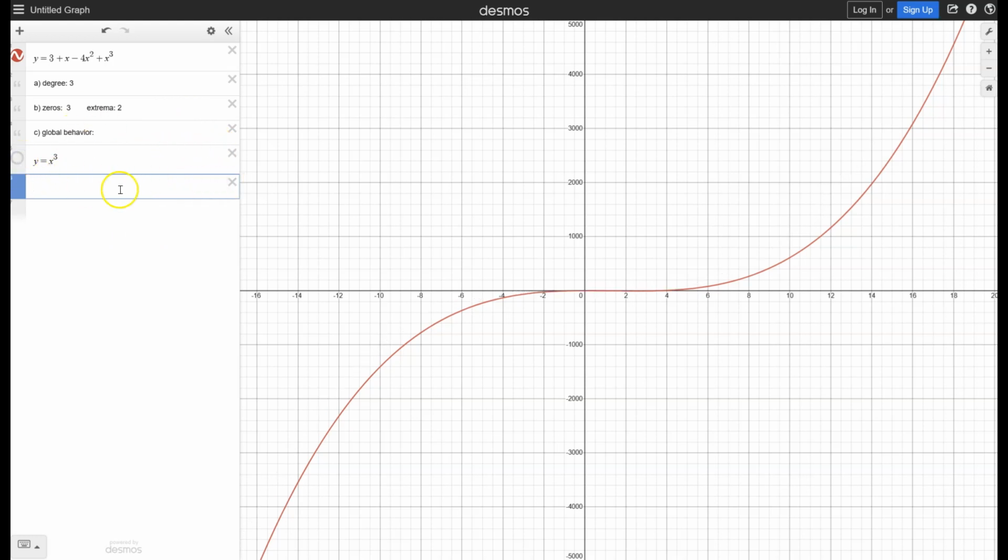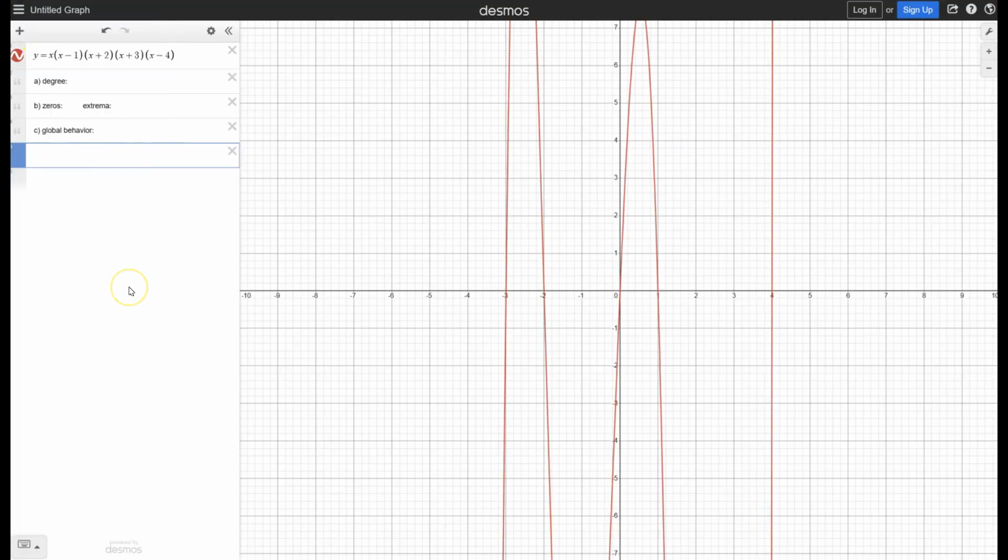I'm going to go ahead and turn that back off. Let's look at the second graph. The second graph is in a little bit different form. We have this y equals x times x minus 1 times x plus 2 times x plus 3 times x minus 4. It's in factored form, and factored form is going to be really helpful for a lot of the graphing of polynomials we do.